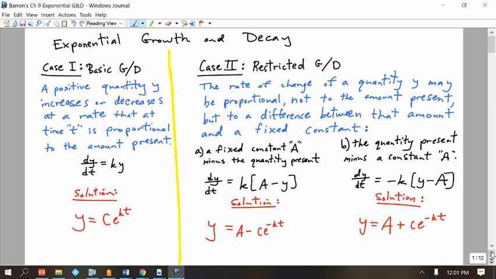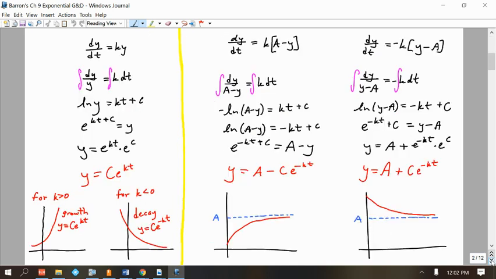So case one: the quantity y increases or decreases at a rate proportional to the amount present. Case two: the quantity y increases or decreases at a rate that's not proportional to the amount present, but to the difference between that amount and a fixed constant. The two examples there are either the amount goes up, which is part A, or the amount goes down, which is part B. So keep those two thoughts in mind. And there are the differential equations.